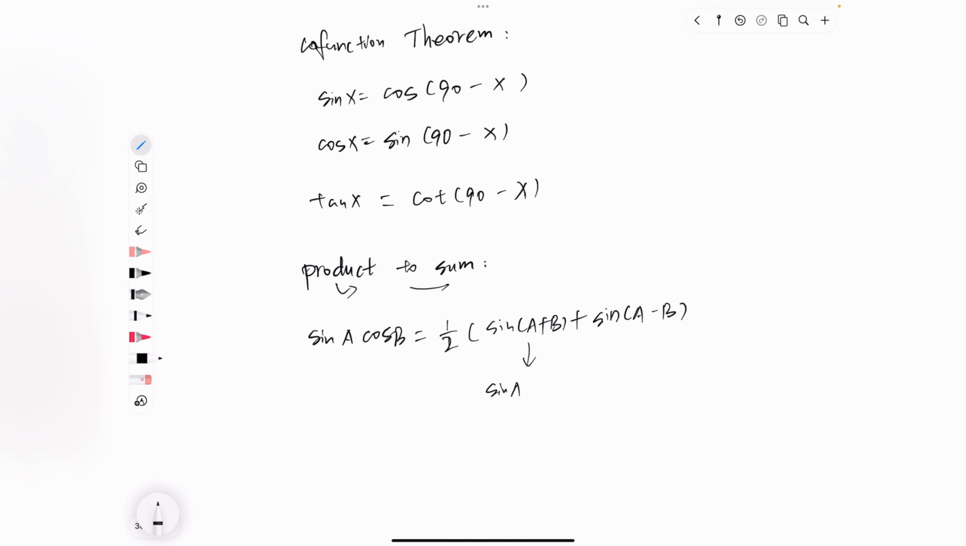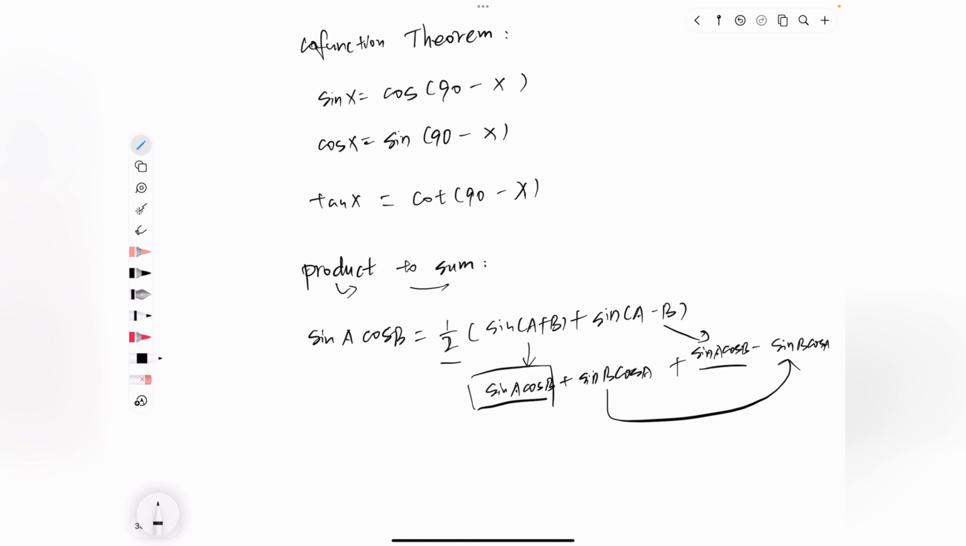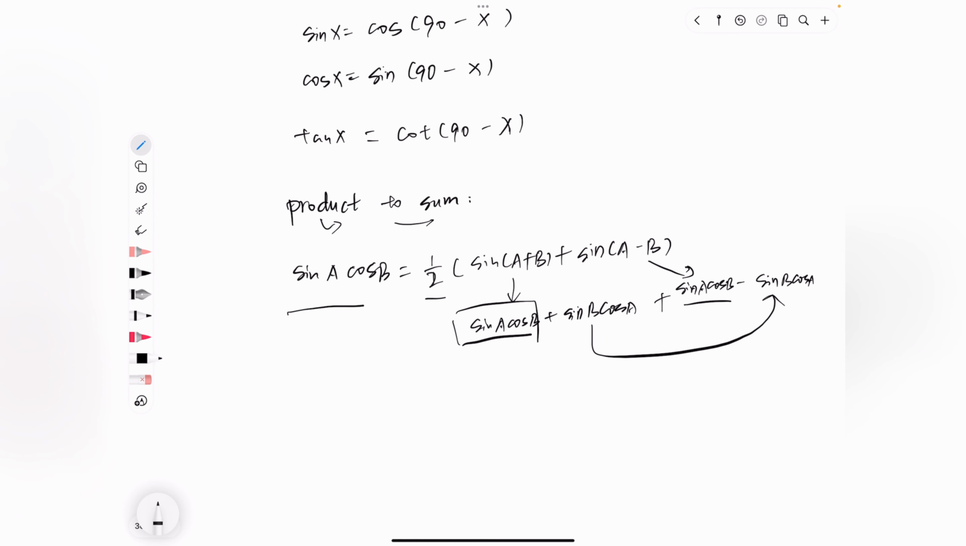This will be sine A cosine B plus sine B cosine A. This one will be sine A cosine B minus sine B cosine A. So if we add them up, the two get canceled out. We only have sine A cosine B, two of them. We cancel out with the 2. So this is what we want.